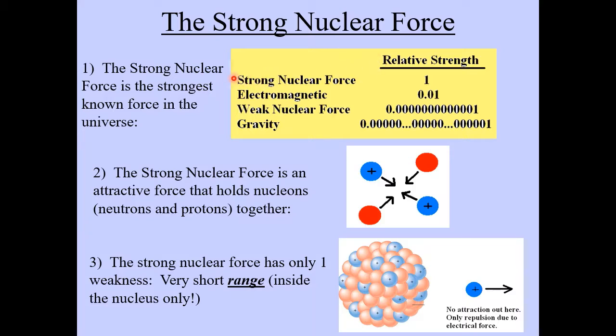So by far the strongest force is this strong nuclear force that holds the nucleus together. Let's give it a relative strength of 1. The next strongest force that even tries to get close to it is the electromagnetic force, which is the electrical force or magnetic force, combined. Notice its relative strength is 0.01. That's only 1% of the strong nuclear force.